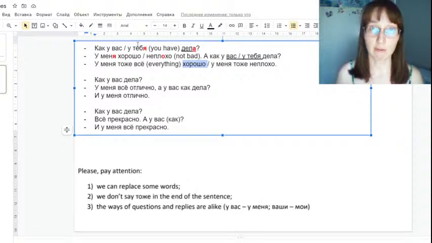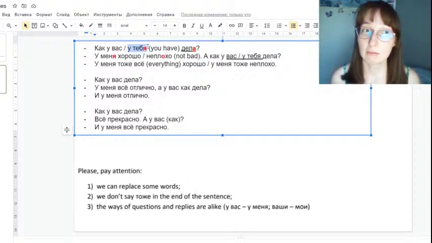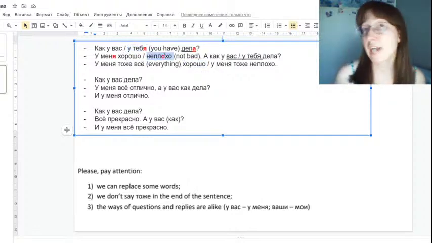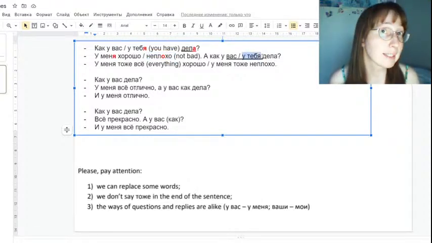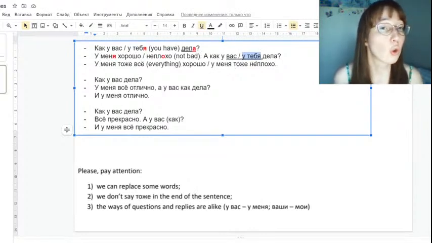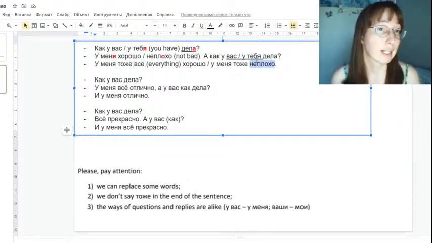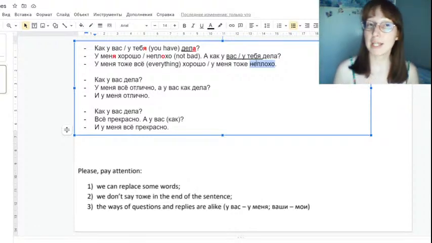And informal dialogue. Как у тебя дела? У меня неплохо. А у тебя как дела? У меня тоже все хорошо. Or у меня тоже неплохо.